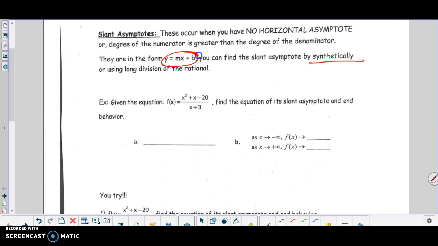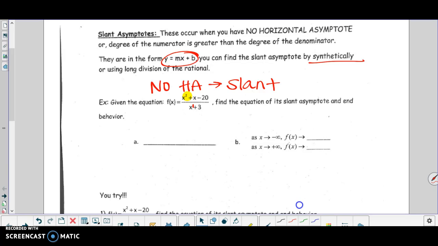So I'm going to go through the first example as a reminder. Looking at the first example, look at the degrees. What's the degree of the numerator? 2. What's the degree of the denominator? Technically 1. So is the degree of the numerator greater than the degree of the denominator? Yes. So that means we have no horizontal asymptote, but we do have a slant. To find that, we are going to do synthetic division.